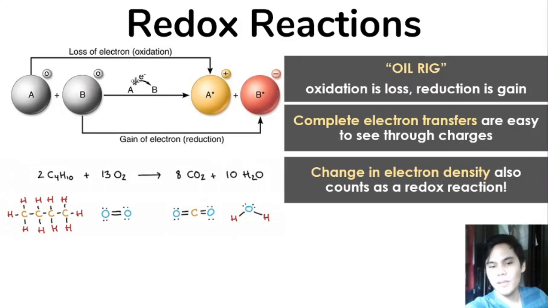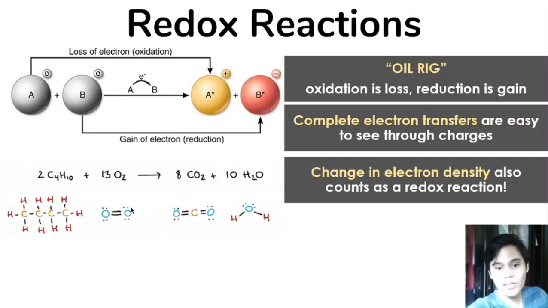The basic redox reaction you can see in this diagram here is that oxidation means there's a loss of electrons and reduction means a gain of electrons. So in this case, A lost electrons, becoming positive, and B gained electrons, becoming negative. So again, that's basically it, a transfer of electrons. With complete electron transfers, we can see it through the charges. However, in the biological context, it's usually a change in electron density.